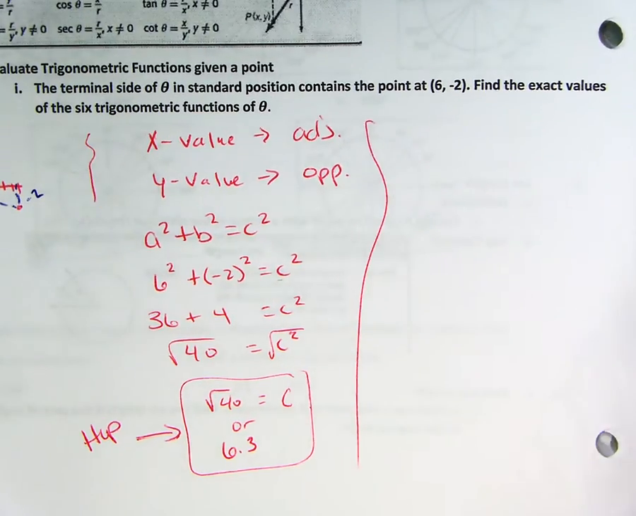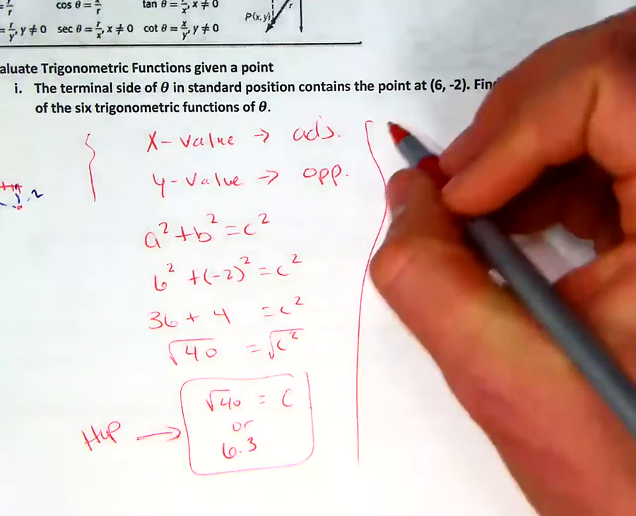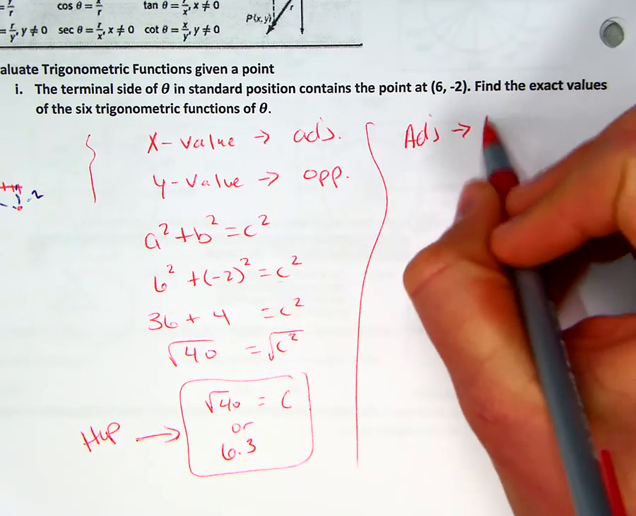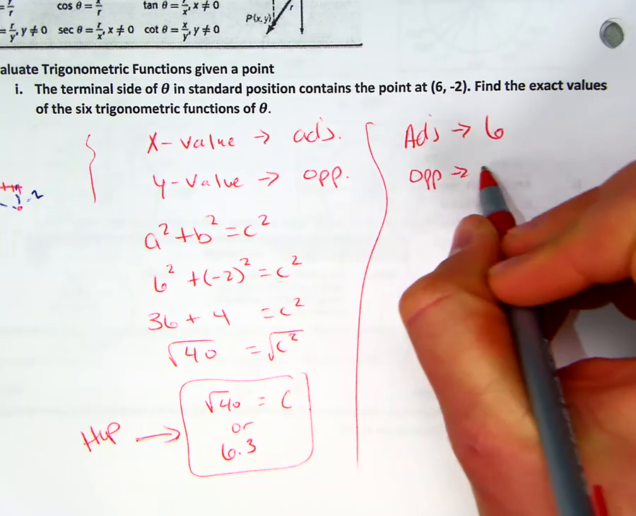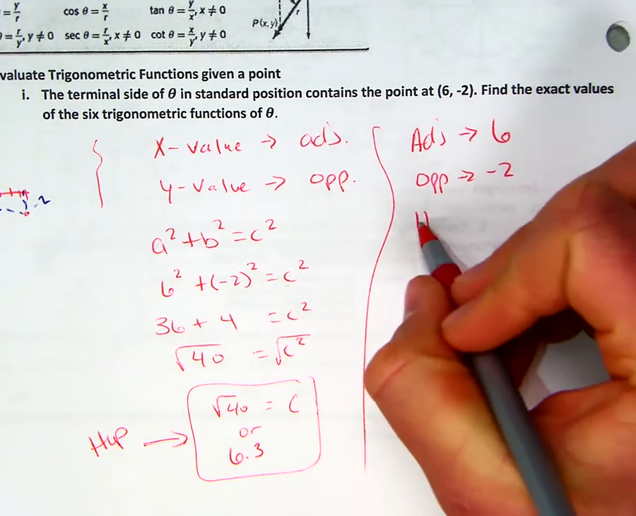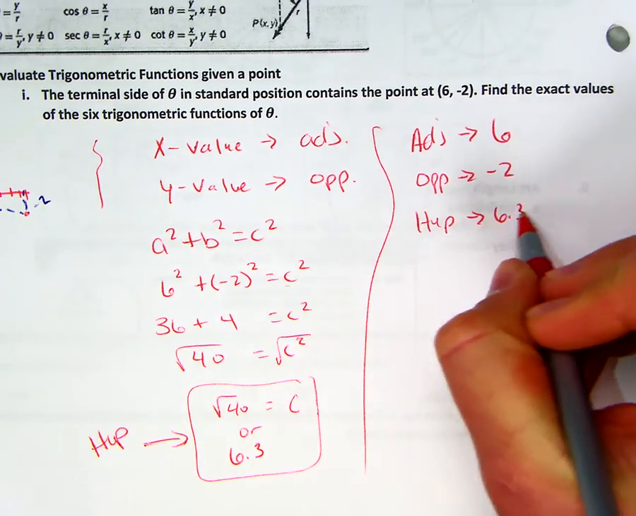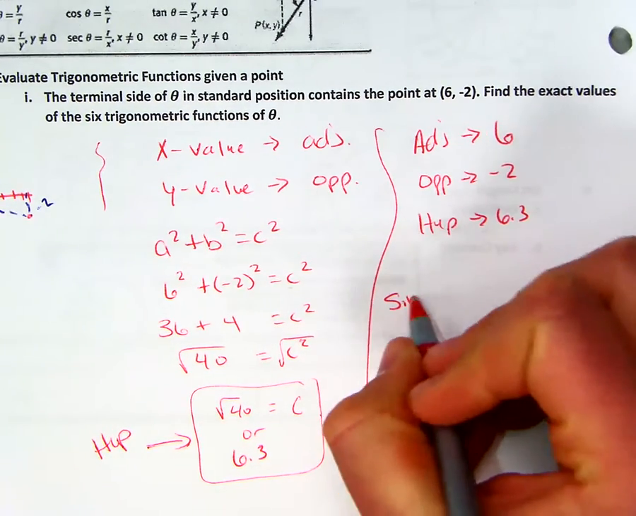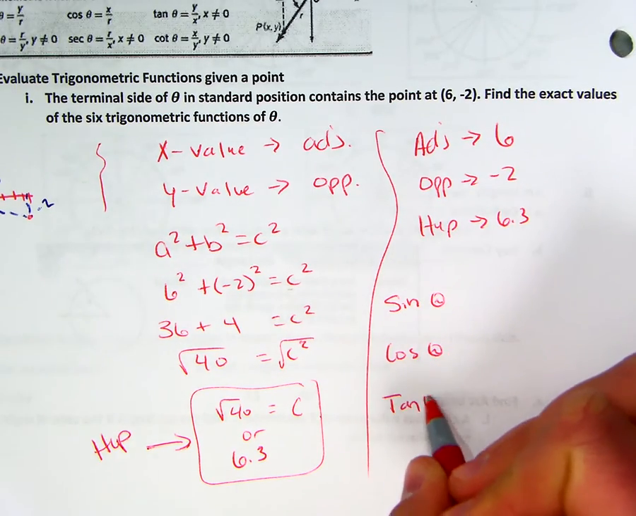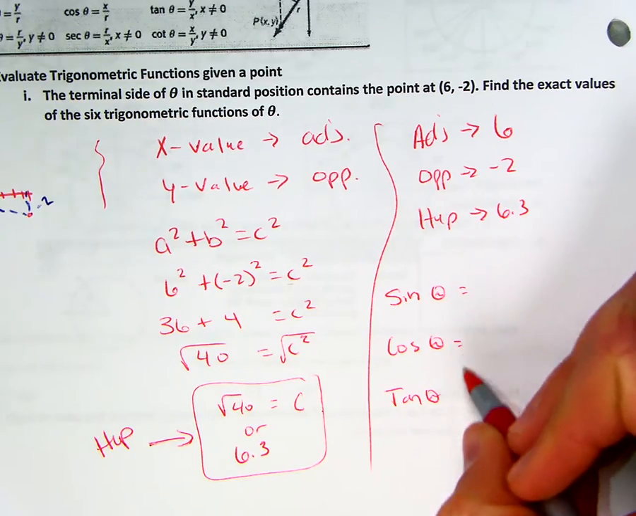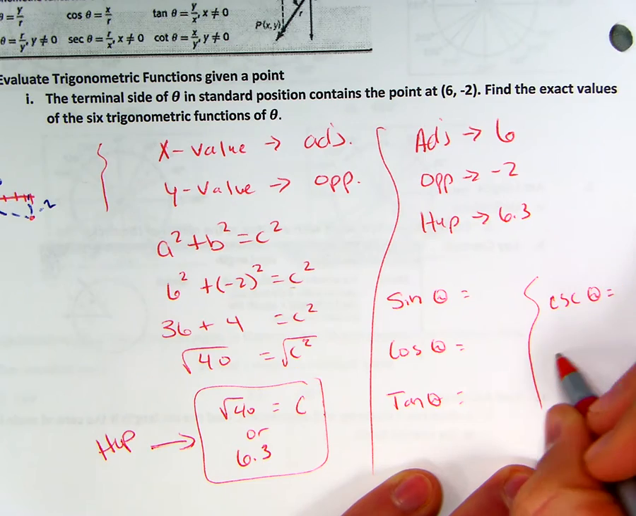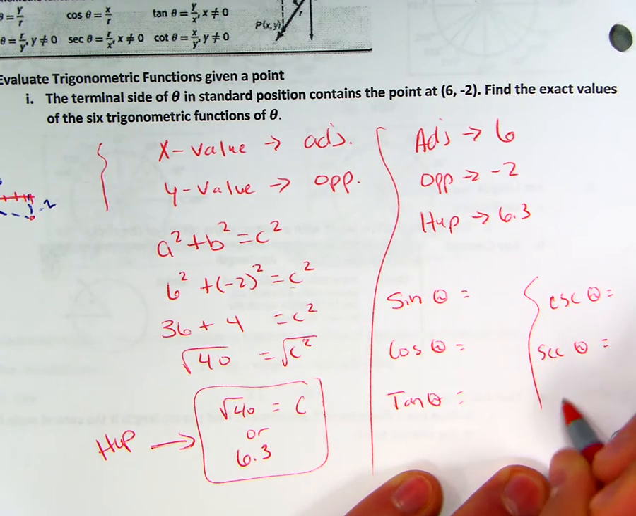then when we're doing our 6 trig functions, I have my adjacent, which is my x value, which is 6, my opposite, which is my y value, which is negative 2, and then my hypotenuse, which is 6.3 that I found. And then we have our 6 trig functions: sine, cosine, tangent, and then cosecant, secant, cotangent.